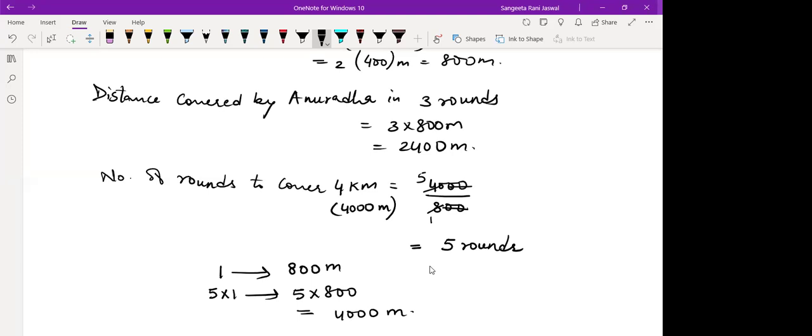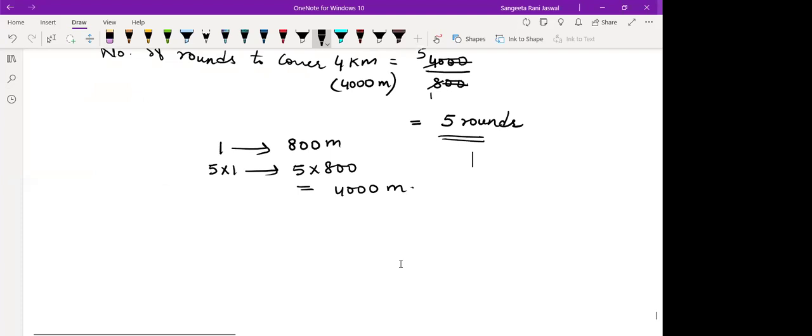Okay, understood this? Yes, ma'am. Because it was asked how many rounds to cover 4 kilometers, which is 4,000 meters, I divided it by the perimeter. I got 5 rounds. Okay, ma'am. So please see the videos, okay? Whatever classwork we have done while you were absent, please go through that. Okay, ma'am.